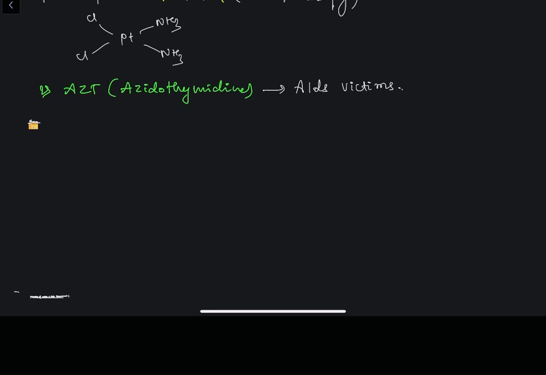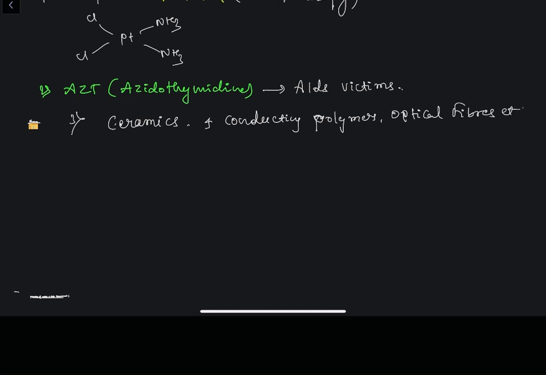Along with this, with advancement in chemistry, now it is possible to make new materials with specific magnetic, electrical and optical properties, like superconducting ceramics, along with conducting polymers, optical fibers, etc. We have so many applications of chemistry.